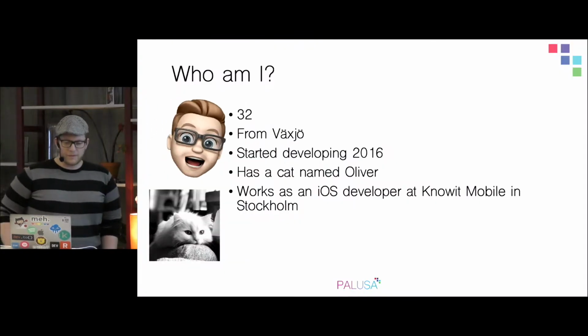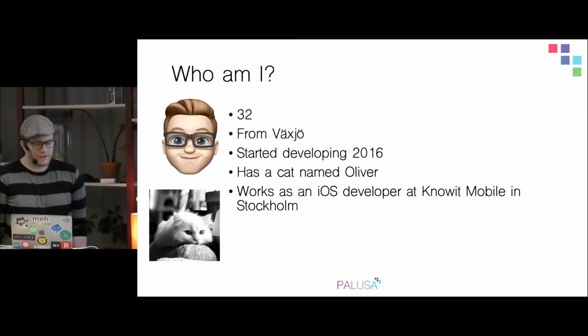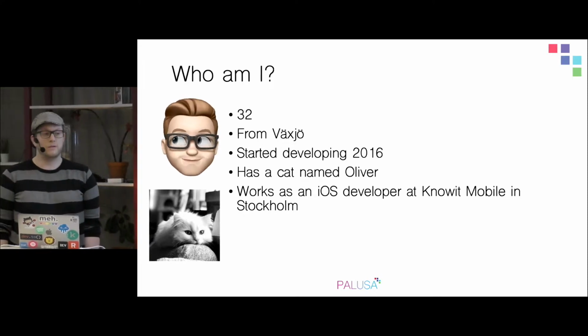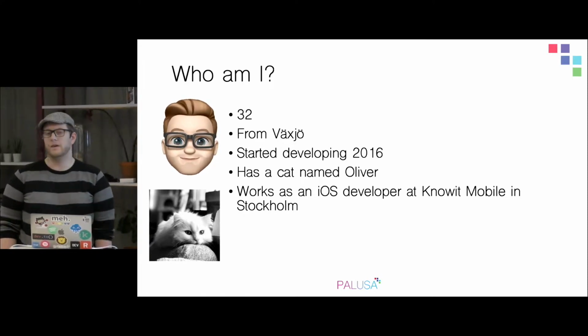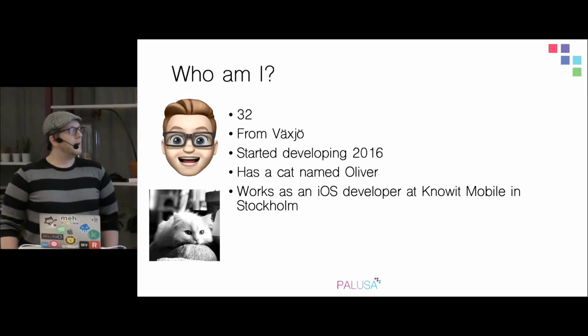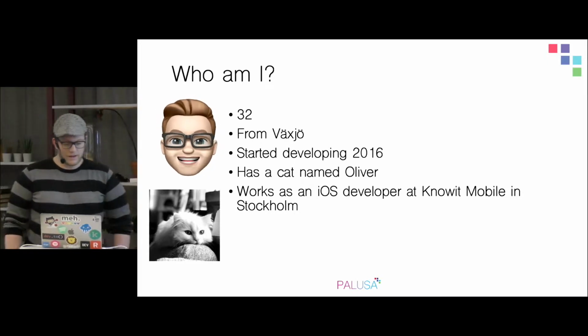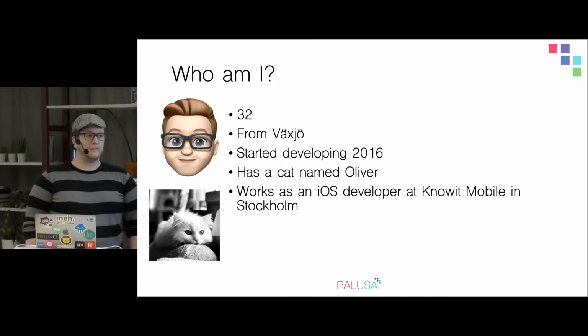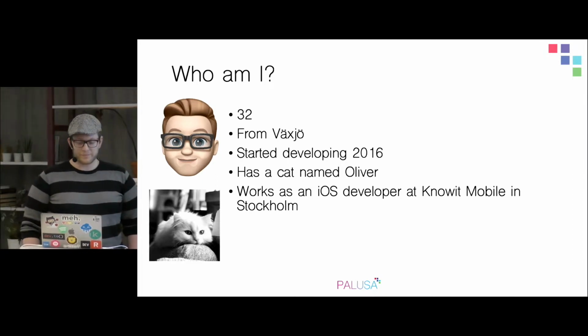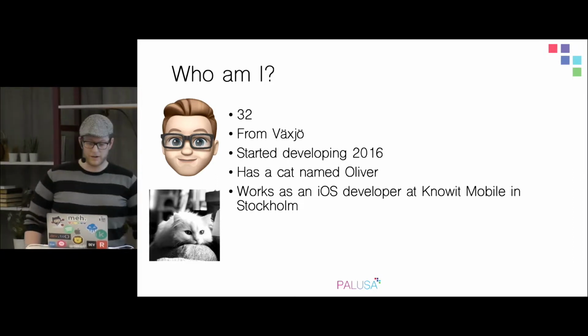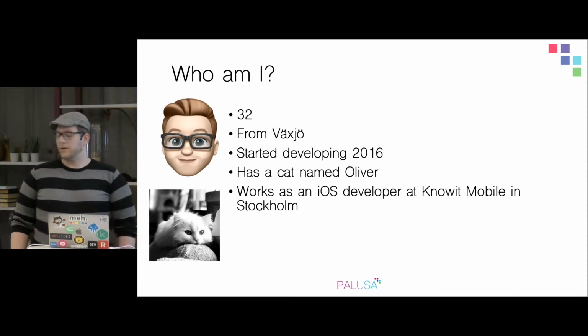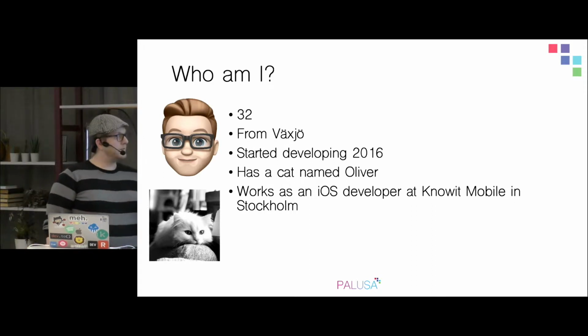So who am I? I'm 32 from Växjö. I started developing only 2 years ago. I hadn't developed at all before, so I started an education that was specifically for app developers. I have a cat named Oliver at home, and I'm currently working as an iOS developer at Knowit Mobile here in Stockholm.